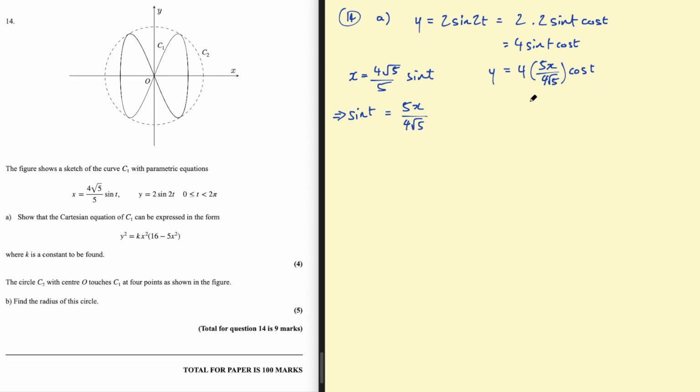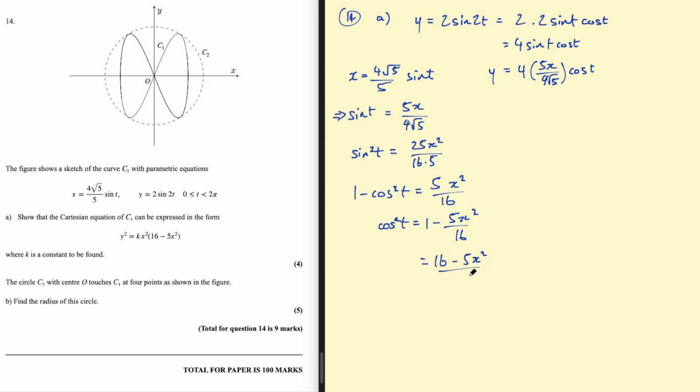So how do we get cosine t in terms of x? Well, here we can square this equation. So we get sine squared t equal to 25x squared over 16 times 5. And then we use the identity for sine squared, which is 1 take cosine squared t. And this is equal to, well, let's cancel those 5s. 25 cancels with 5. This will be 5x squared over 16. And then we can say cosine squared t equals 1 take 5x squared on 16, which we can write as 16 take 5x squared on 16.